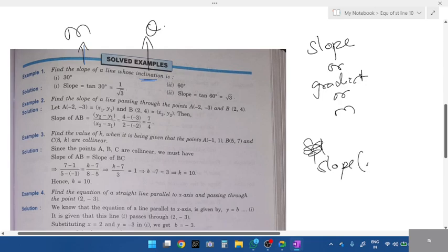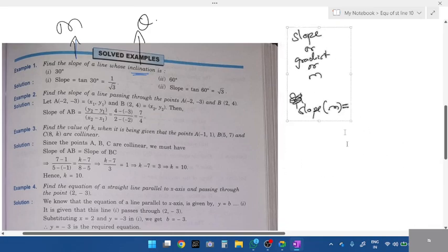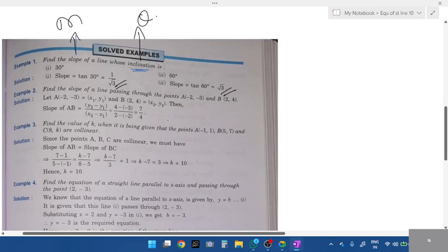All three are the same. I'll write it in brackets. M is equal to, whenever we use slope, what's the formula we use, students? Along with the angle, what do you have to multiply? Respond, all of you. Along with the angle, you have to use tan. Tan 30 degrees. What is tan 30? 1 by root 3. Can you see how to calculate? Did you all understand? Okay, next.